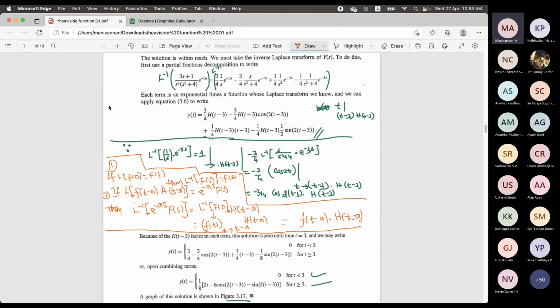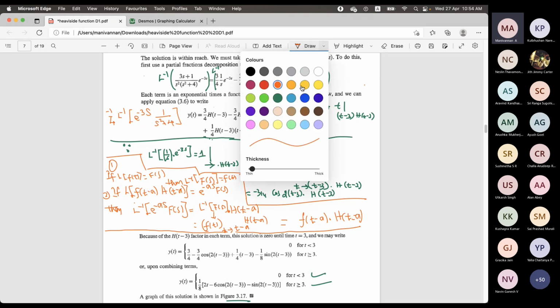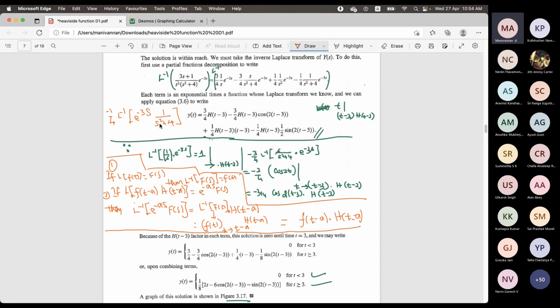So just consider this part: L inverse of minus 1 by 4. This minus 1 by 4 I may take outside. Minus 1 by 4 L inverse of e raised to the power minus 3s into 1 divided by s square plus 4. So here, if I want to apply the sin t result, I just multiply and divide these two terms, right? Is it clear from this term?